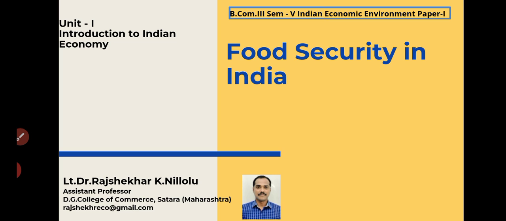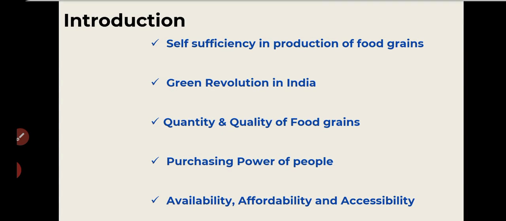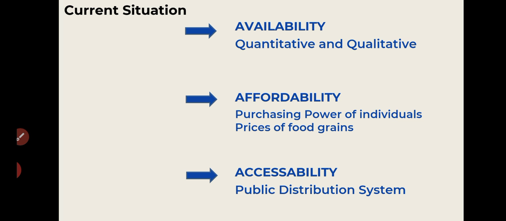In this particular lecture, let us start our discussion on the current status of food security in India, or we can say the current position of food security in India. While discussing the current position of food security, we need to discuss three important points. The first one is availability of food grains, second one is affordability of food grains, and third one is accessibility of food grains.